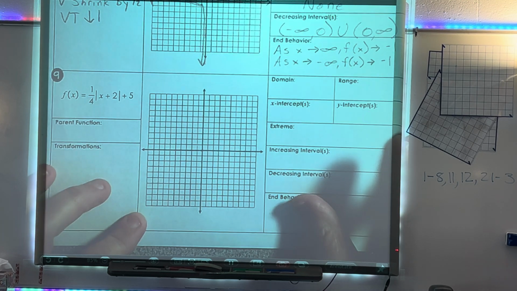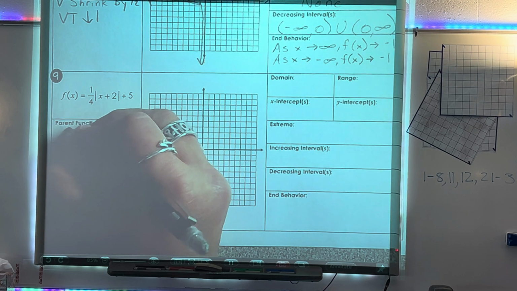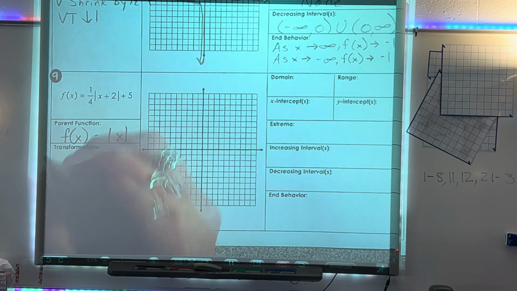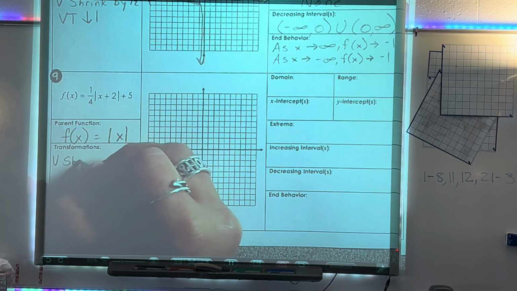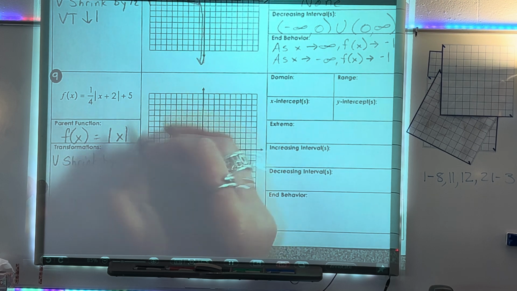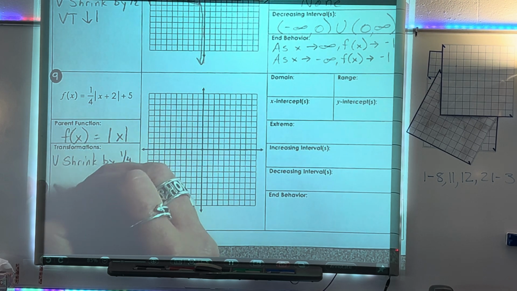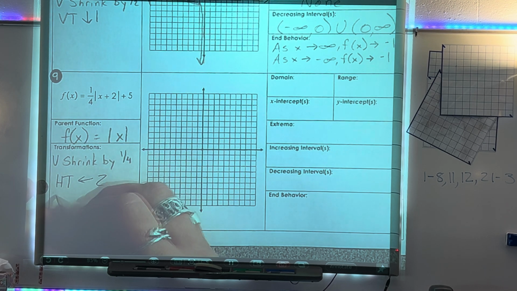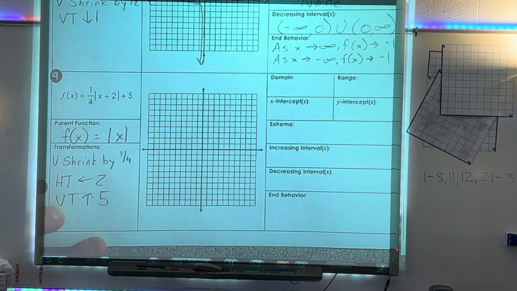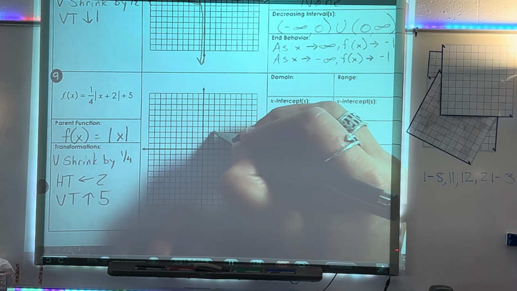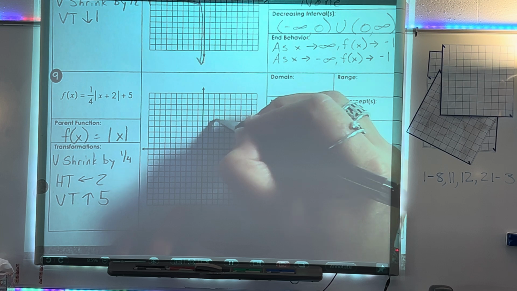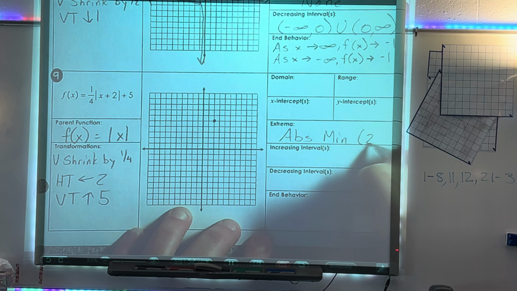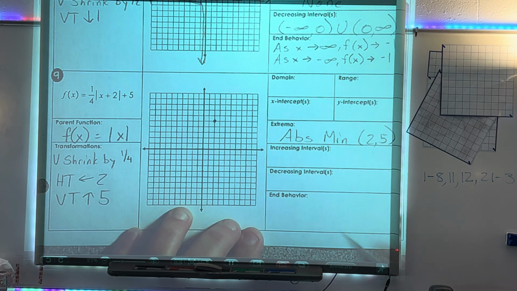Alright. Parent function here, f of x equals absolute value of x. Alright, so 1/4 is a vertical shrink. Make it get fat. Then I've got a horizontal translation to the left 2, vertical translation up 5, so there's my vertex at 2, 5. That's also gonna be my absolute min. It has a slope of 1/4.